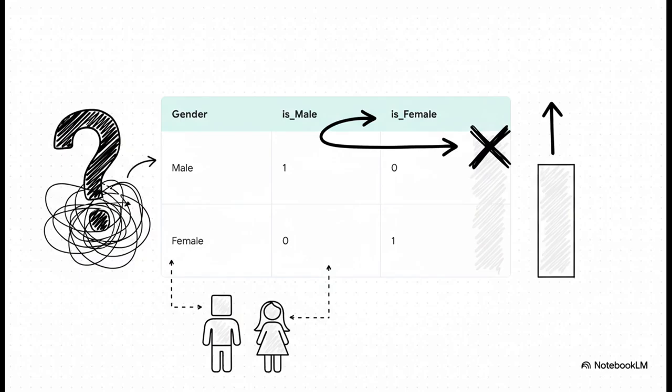And this leads to a classic, super common mistake called the dummy variable trap. When you take a category like gender and you turn it into numbers for your model, it's really easy to create perfect multicollinearity. Just look here. The is male column perfectly predicts the is female column, right? If one is a 1, the other is always a 0. The fix? Oh, it's so easy. You just drop one of the columns. The model already has all the information it needs from the one that's left.